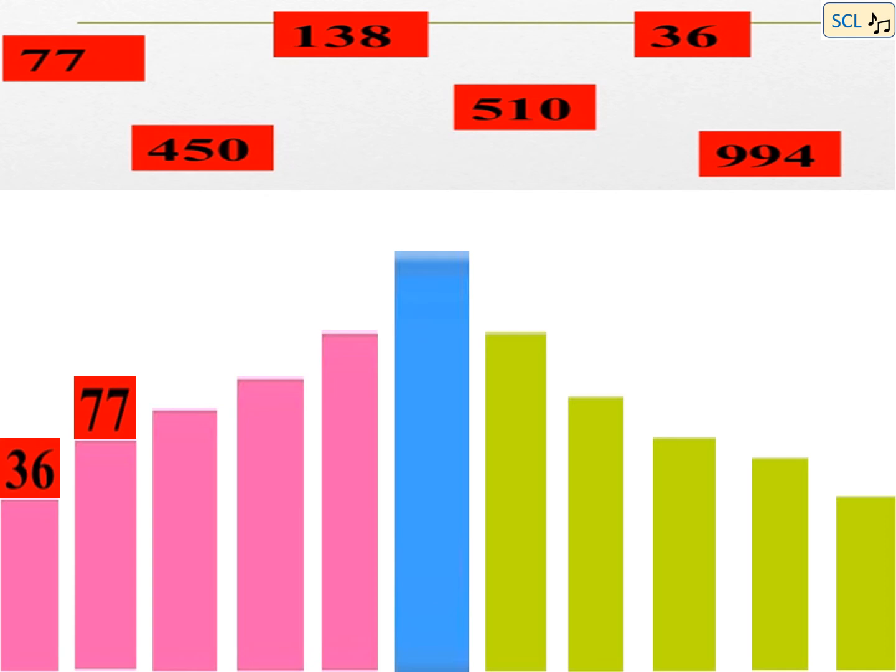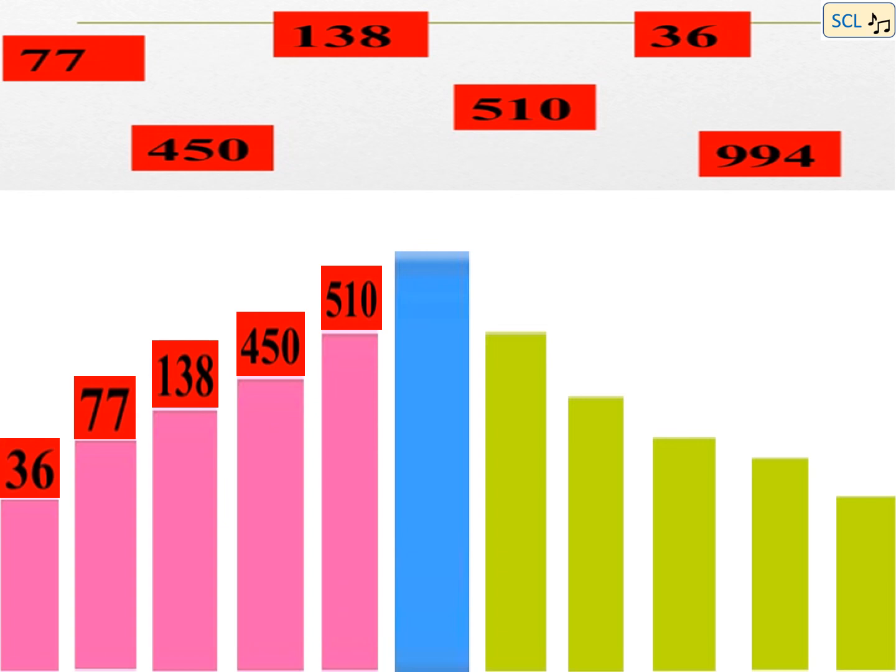Now we will go from the left-hand side. The number which is having 1 in the left place, that is 138, will come first. Next, with 2, no one is with 2. 3, no 3-digit number with 3 in the first place. But we have 4, that is 450, which has 4 in the first place. So 450 will come next. Then the first place is 5 in 510. So 510 comes next. And the last number 994 comes, which is the largest number.